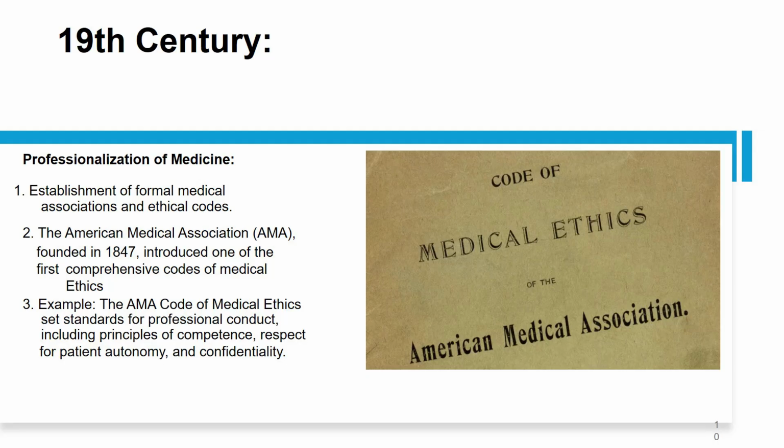In the 19th century, there was a professionalization in medicine. There was an establishment of formal medical associations and ethical codes. The American Medical Association, the AMA, founded in 1847, introduced one of the first comprehensive codes of medical ethics. An example is the AMA Code of Medical Ethics, which sets standards of professional conduct, including the principles of competence, respect for patient autonomy and confidentiality.